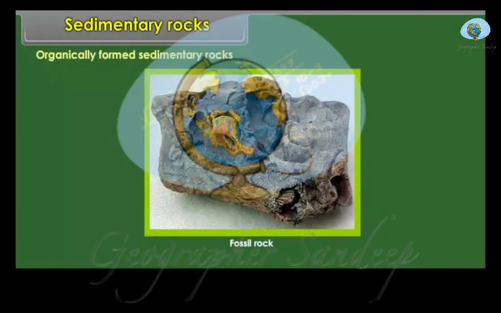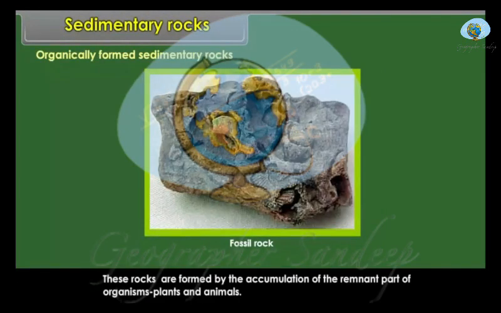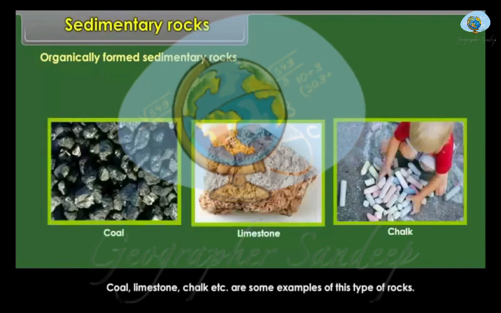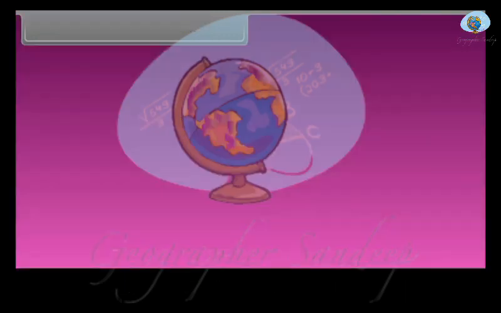Organically formed sedimentary rocks. These rocks are formed by the accumulation of the remnant part of organisms, plants and animals. Coal, limestone, chalk, etc. are some examples of this type of rocks.